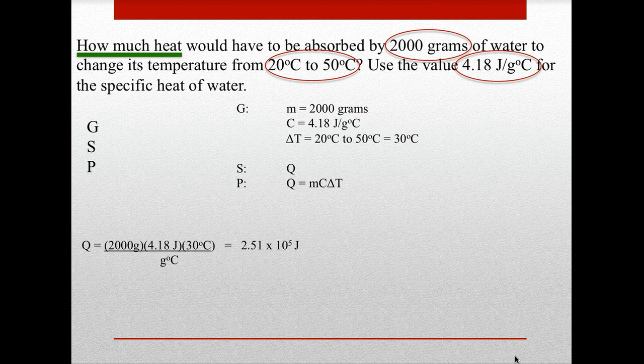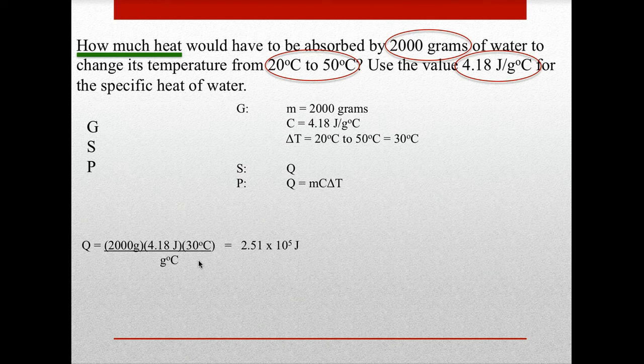So here I've set that up with the numbers plugged in. Here I plugged 2,000 grams in for M. Okay, and here I plugged in C, which is 4.18 joules per gram degree Celsius, and I actually rewrote the joules per gram degree Celsius and I put it as a fraction. This is really a fraction, it's just written differently. And I put it over grams degrees Celsius because I'm going to show you how the units cancel out. And finally here, the delta T, 30 degrees Celsius.